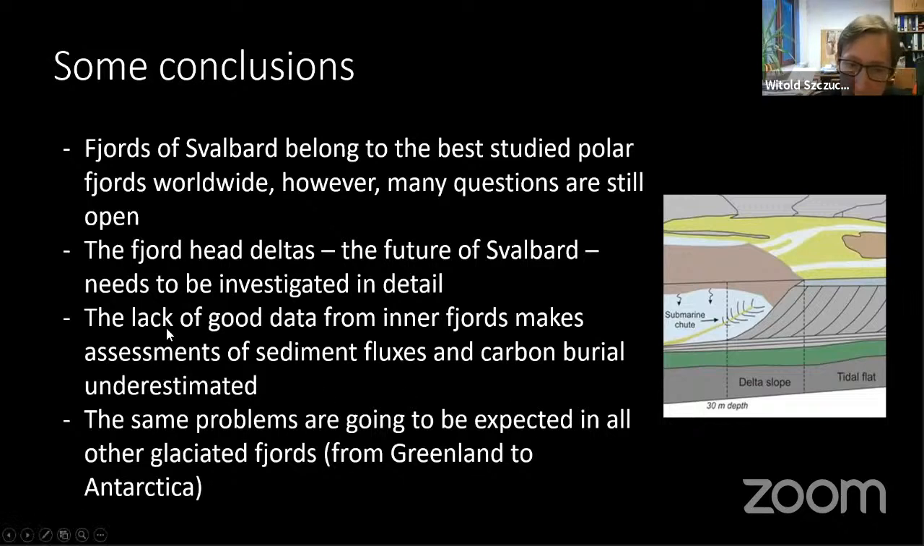Then there is the lack of good data about sediment accumulation rates, although there is common knowledge that sediment accumulation is much higher in the inner parts of the fjords. This makes the existing assessments of sediment fluxes as well as carbon burial largely underestimated. And the same problems which we have here in terms of source-to-sink budget, organic carbon burial and organic carbon budget, are expected in all other glaciated fjords, from Greenland to Antarctica.